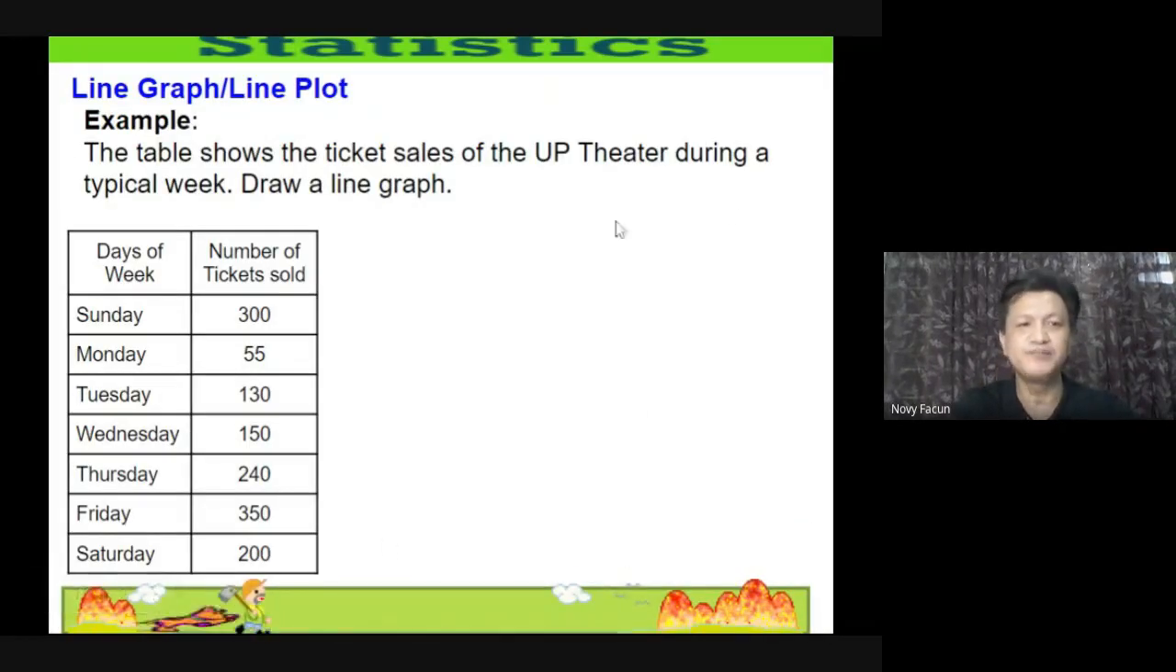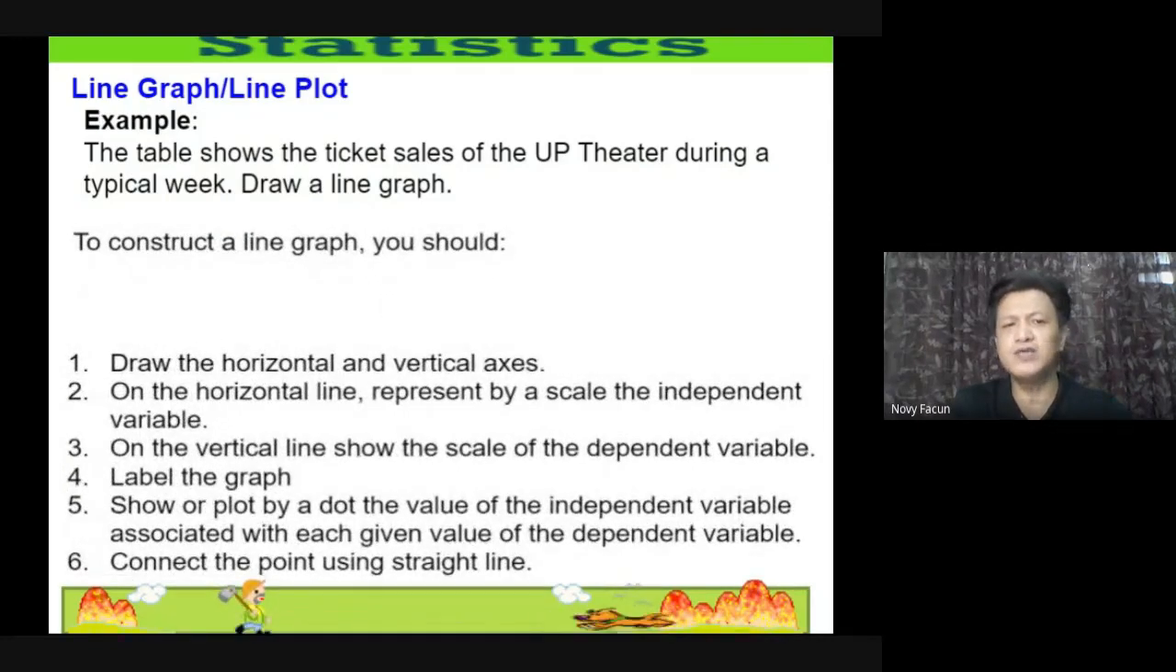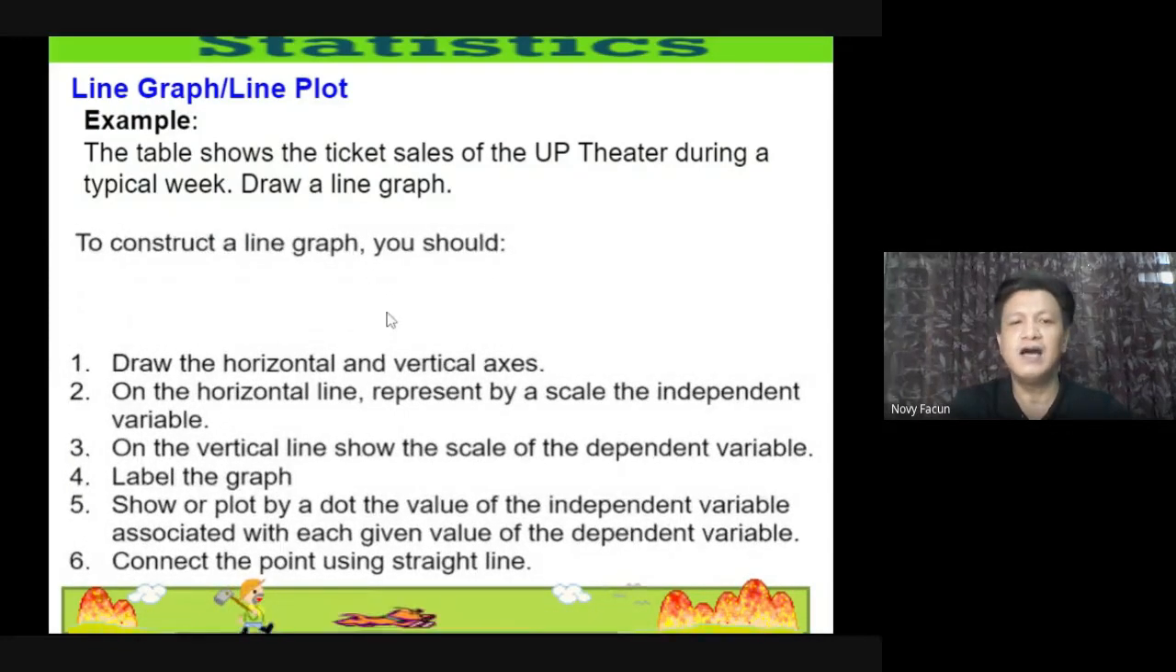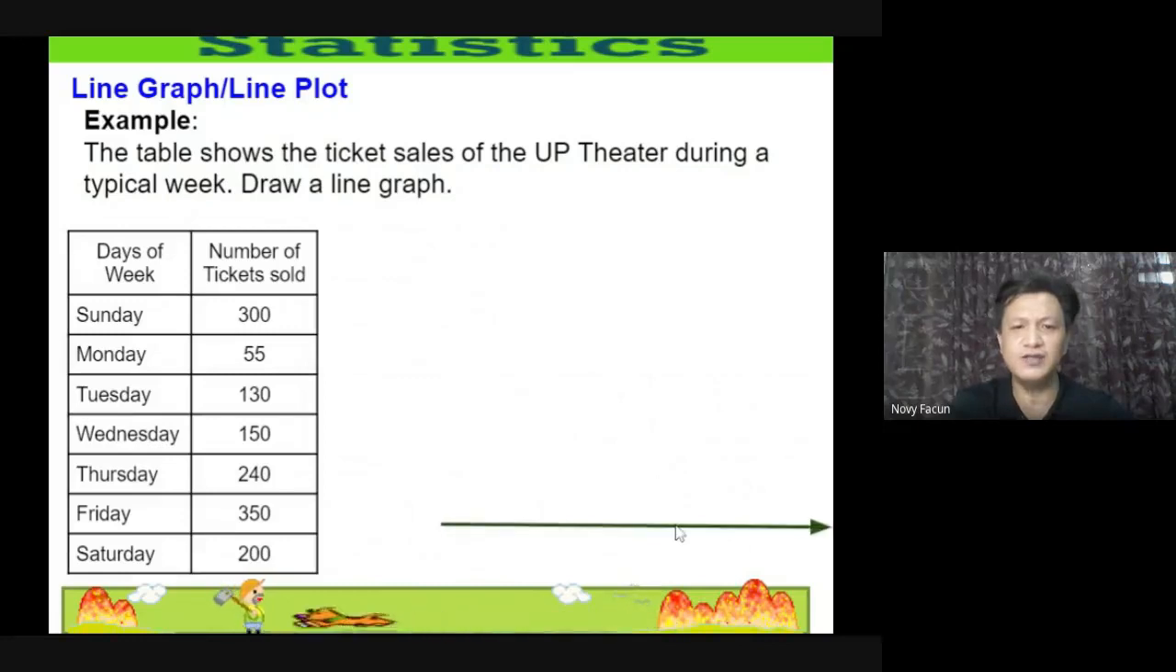Okay, let's proceed. So given yung example natin, the table shows the ticket sales of the UP Theater during a typical week. So ito yan: Sunday, Monday, Tuesday, Wednesday, Thursday, Friday, Saturday. So yan yung number of tickets sold. And then, ano sabi sa step 1? Draw the horizontal and vertical axis natin. And that is, ito yan.